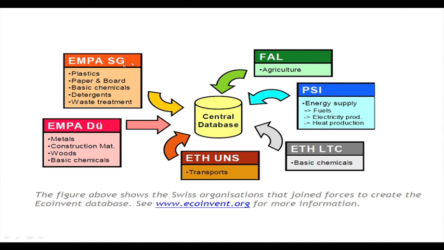This one has agricultural data, then some plastics, paperboard, basic chemicals, detergents, and metals, construction material, wood, and basic chemicals. So there are some overlaps as well. So all this data that they have. Now when we say data, what do we mean by that?